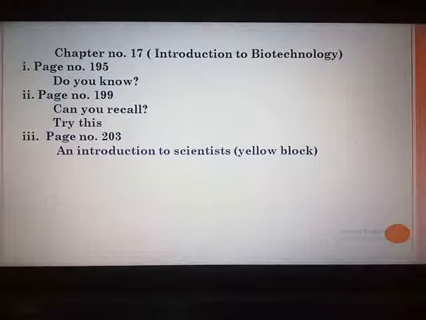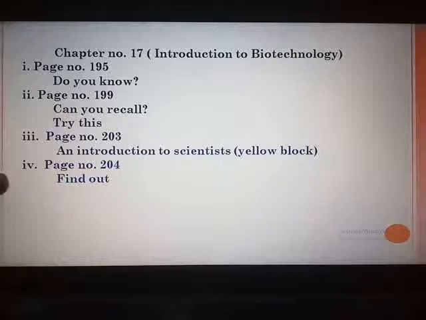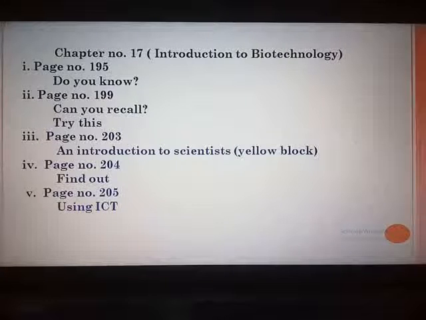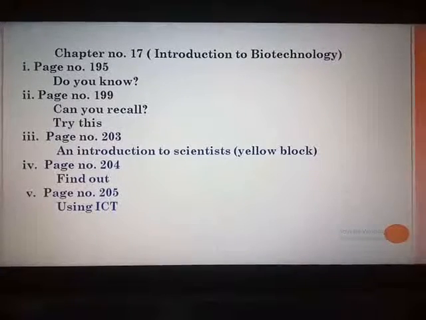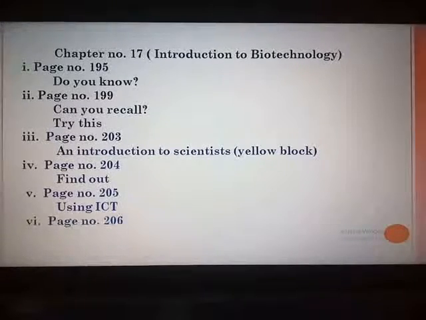Page number 204, on the top you have an orange colored box, "Find out," that you have to remove. Page number 205, towards the bottom you have a green colored small block, "Using ICT." That website they have given about agritourism and all, you have to remove. Page number 206, you have a reduction towards the bottom of the page, "Find out." 3 questions are there. What is meant by white revolution? Who is its pioneer? What benefits did it bring? 3 questions you have to remove.